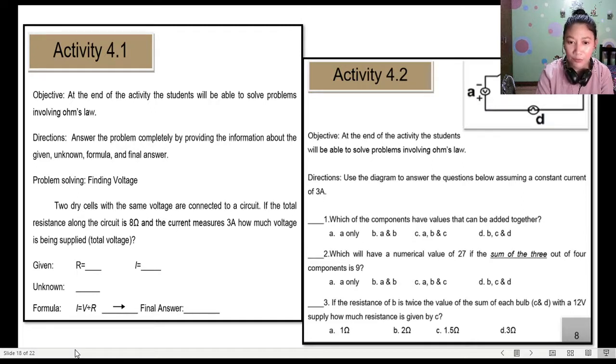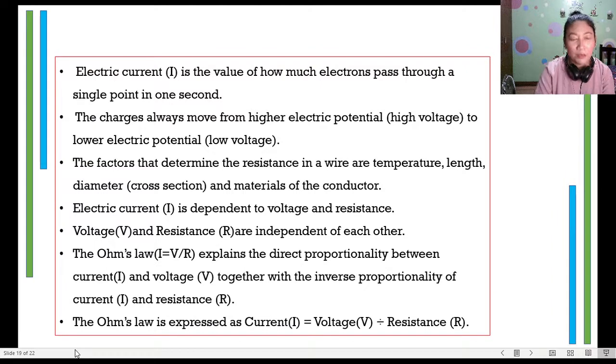So, magsosolve kayo sa number 3 and then mag-refer kayo dun sa schematic diagram above. Now, remember this, class, ha? The electric current is the value of how much electrons pass through a single point in 1 second. The charges always move from higher electric potential, high voltage yun, to lower electric potential, low voltage. So, from high to low voltage.